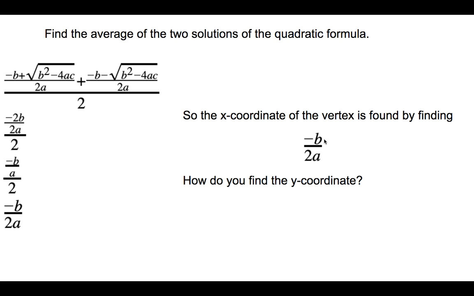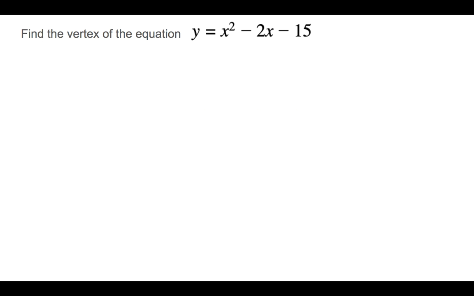Once we know the x-coordinate, how do we find the y-coordinate? Well, we plug it back into the original equation. So let's find the vertex of this one. Go ahead and use negative b over 2a to find the x-coordinate of the vertex. And once you find that, plug it back into this equation for x to find the y-coordinate of that vertex.